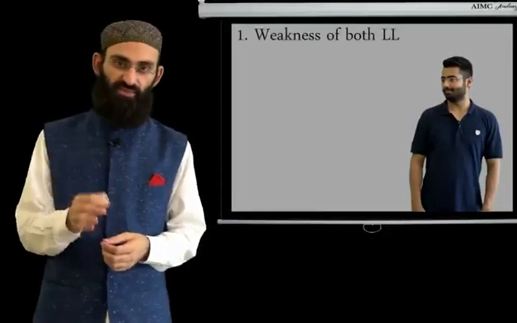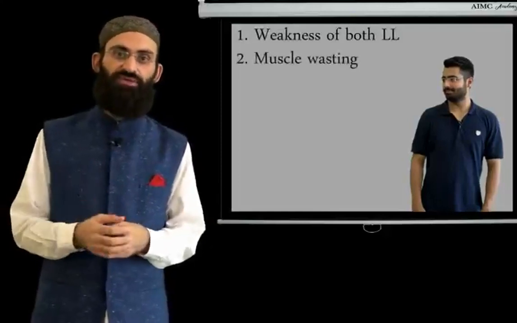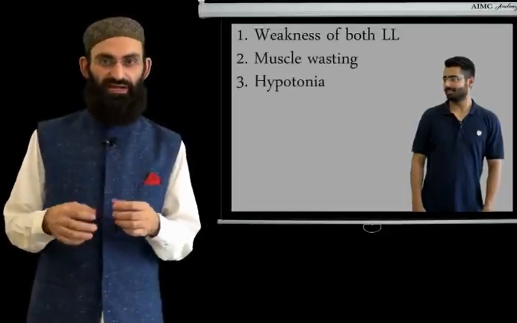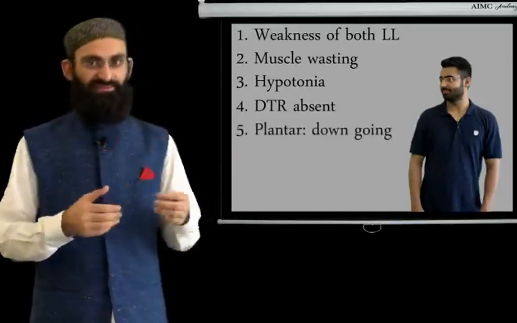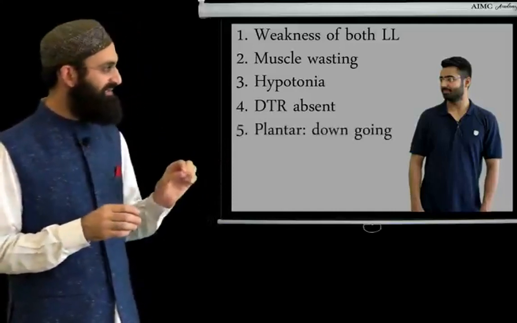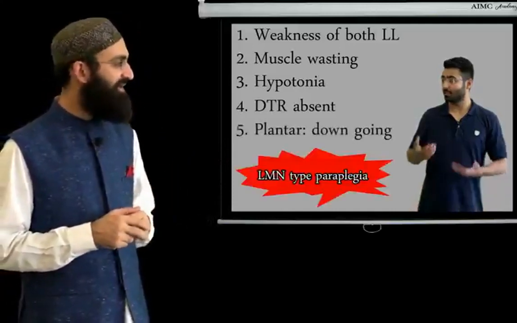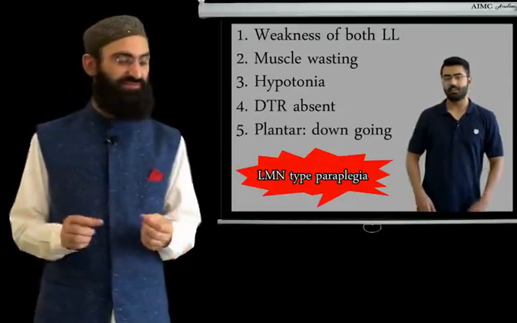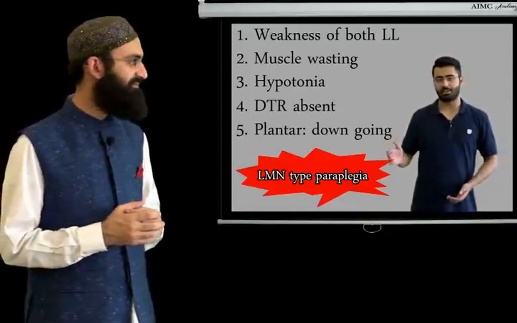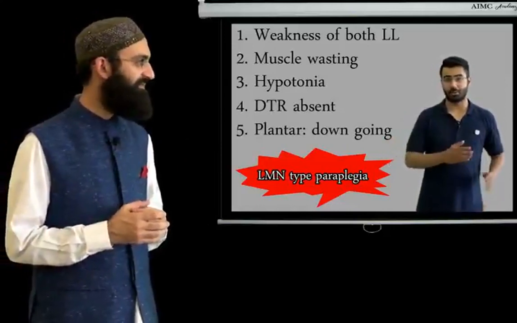You are asked to examine a male who has presented with weakness of both lower limbs, and you find that there is muscle wasting, there is hypotonia, deep tendon reflexes are absent, both plantars are downgoing. So on the basis of these examination findings, what do you think? What is the type of weakness? It is the lower motor neuron type of paraplegia. And where is the lesion? The lesion can be at the level of the lumbar spinal cord, the lumbosacral nerve roots, lumbar plexus, or the peripheral nerve.